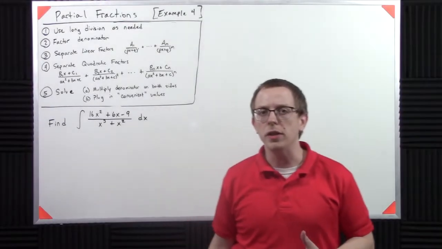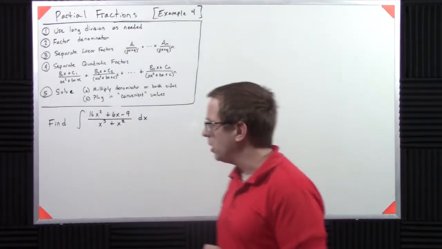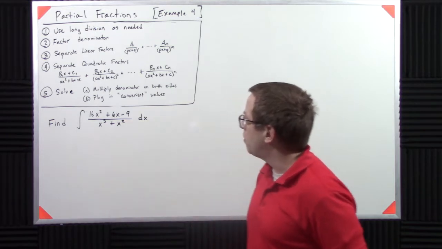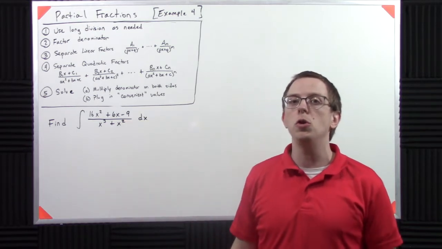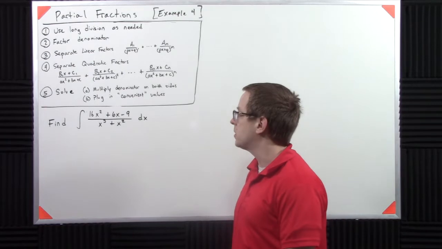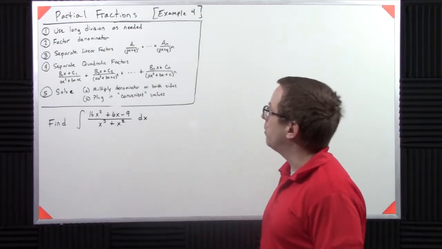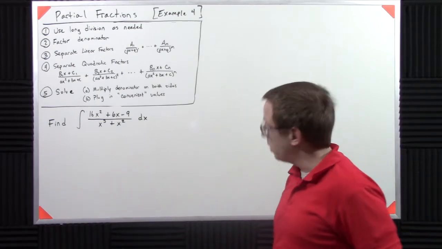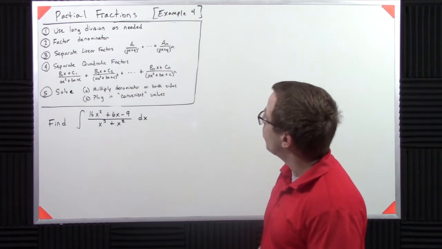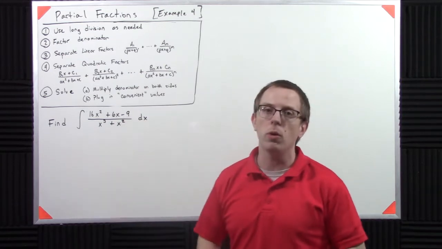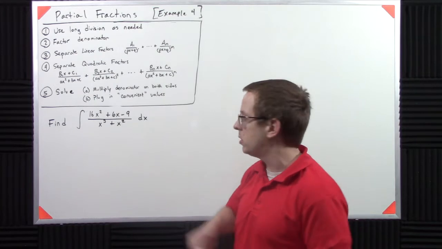Let's do a slightly different example for partial fraction decomposition, where we have the integral of 16x squared plus 6x minus 9 over x cubed plus x squared dx. To do this type of problem, we first need to ask: do I need to do long division? The degree on the bottom is actually greater than the degree on top, so I don't. Thank goodness.